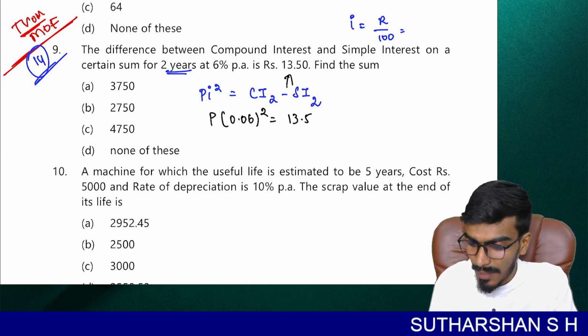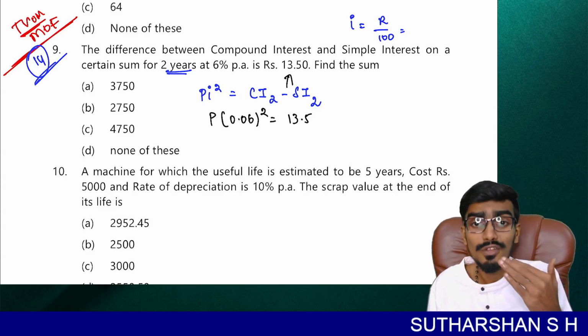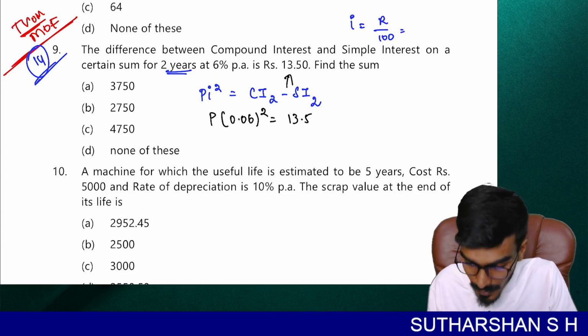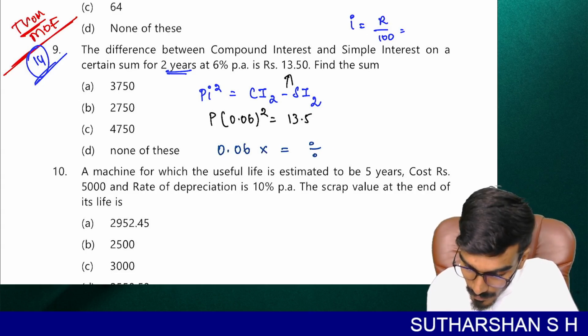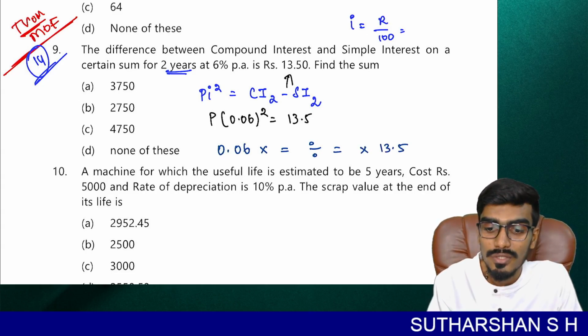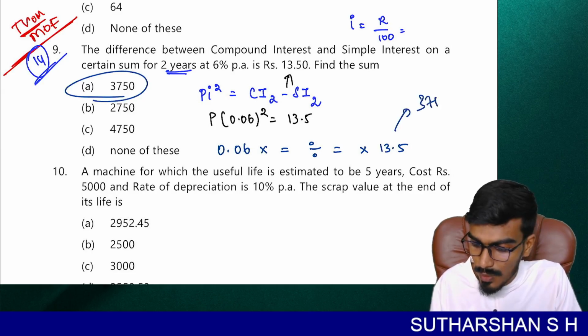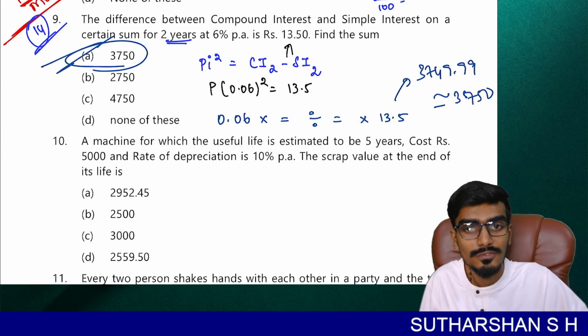I will say the calculator trick. Just take a calculator, solve it and get an answer easily. From now onwards, whenever this kind of question is there, directly apply the calculator trick. 0.06 into equal to divided by equal to into 13.5. You will get 3749.99, which is equivalent to 3750. Option E. Easy, super, fine.